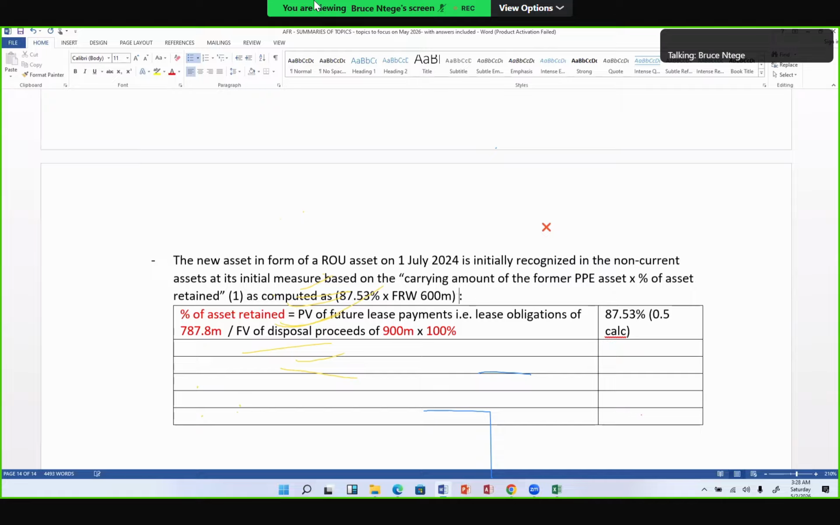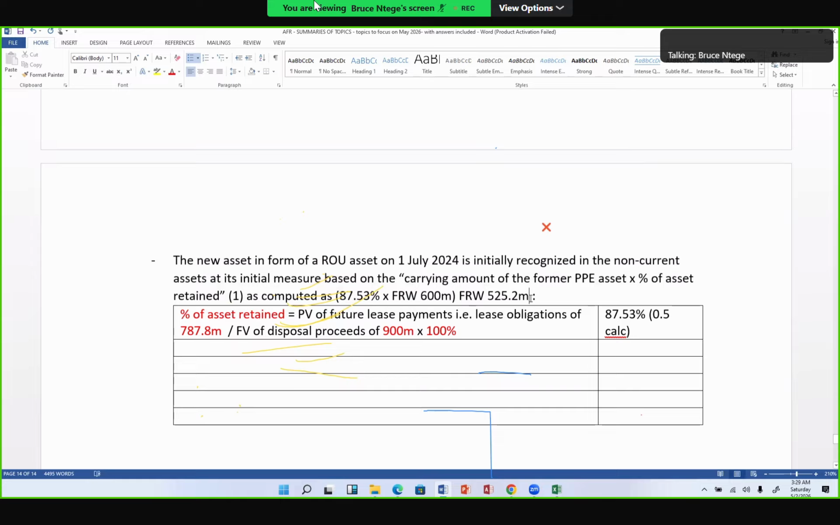So the figure you're looking at here is 600 million. You're looking at 525.2 million. So the examiner says this student, for that statement up to that level, has earned a mark. That mark is the statement that the new asset is going to be reclassified or recategorized as a right-of-use asset, and it will initially be recognized in the non-current assets with an initial measure of 525.